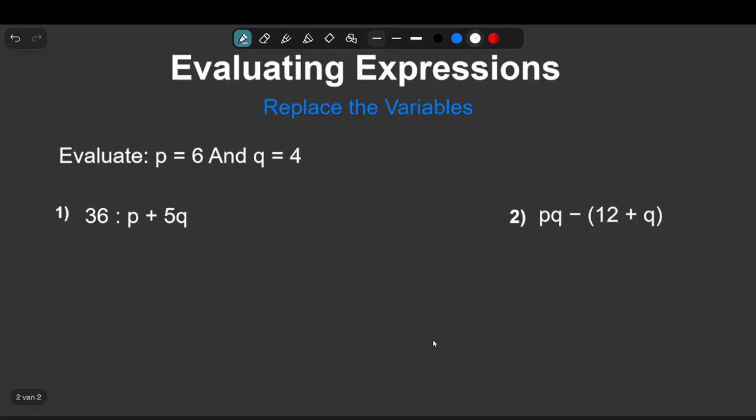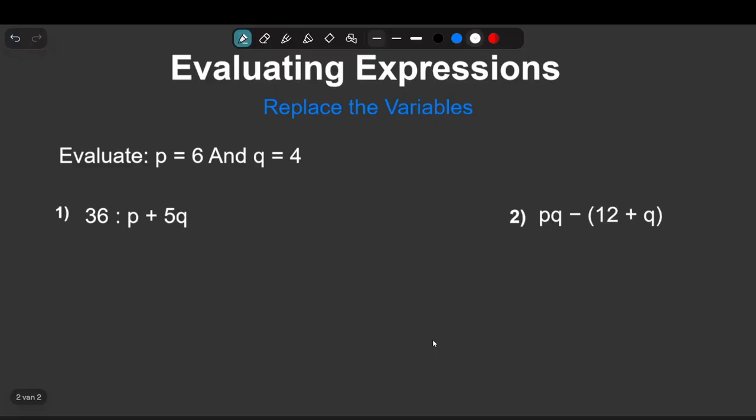In this video I'm going to cover how to evaluate expressions with two variables. When we evaluate an expression, we find the value of the expression, so what it equals once we work through it. For our examples, we're going to evaluate the expressions when p equals 6 and q equals 4. So we have two variables, which we both have to plug into our expressions to figure out the final answer.